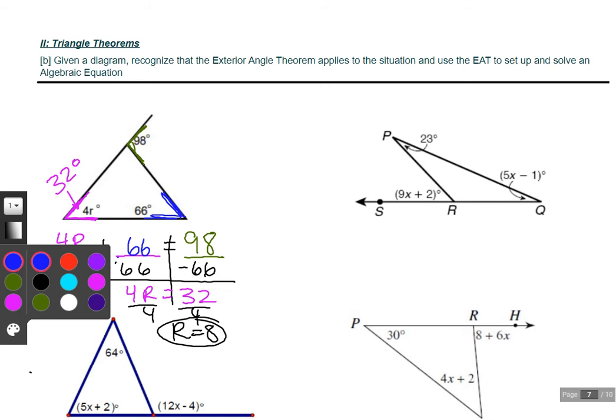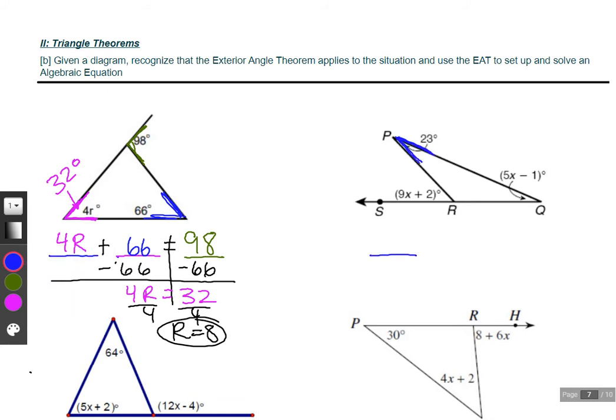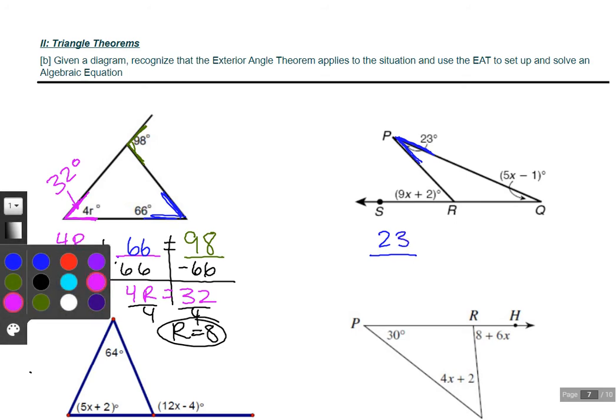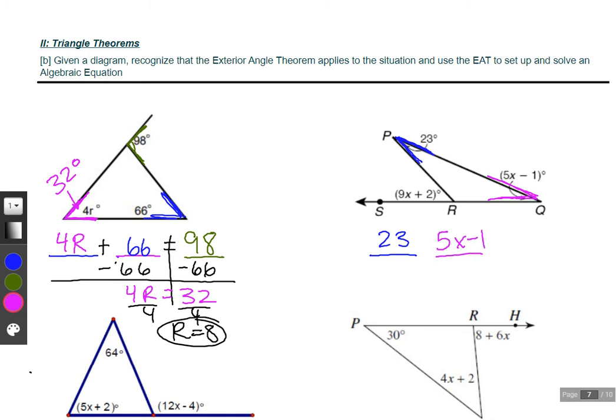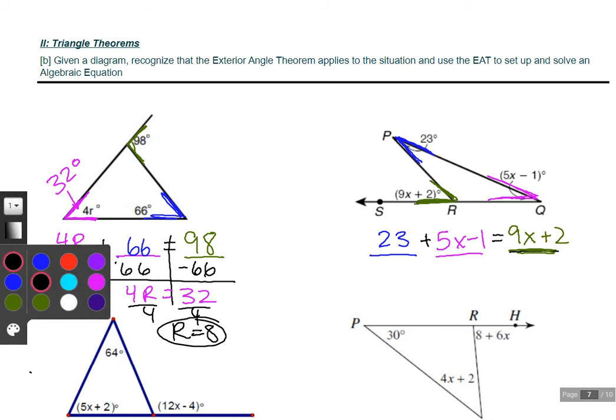Okay, same setup here. I have an interior angle. It's really thin, but I do have it. That's going to be 23. I have the other interior angle, 5x minus 1. And when added together by the exterior angle theorem, it should equal our exterior angle, in this case 9x plus 2. Okay, so now we developed the relationship. It's about solving now. So 5x, let's see, that'd be plus 22 equals 9x plus 2.